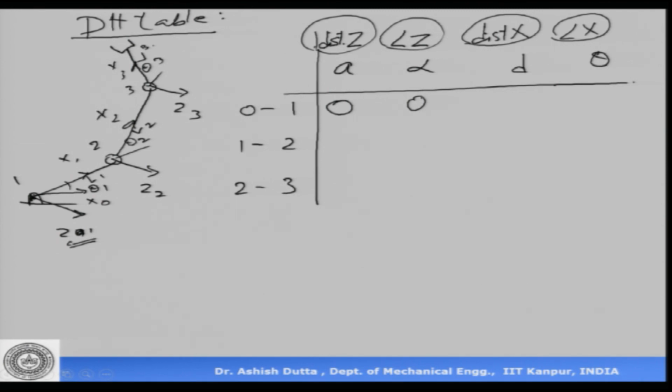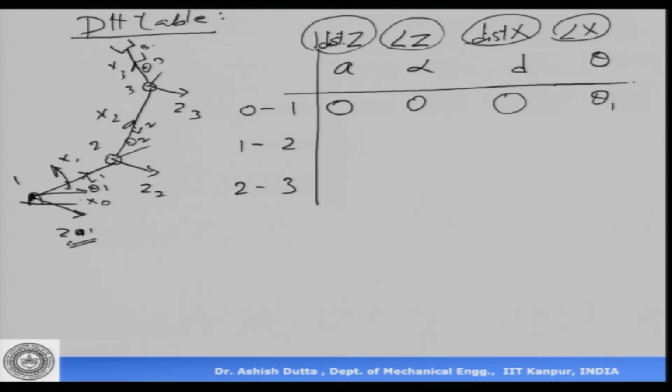Okay. Now, what is the distance between the x axes? Note that x1 is here and x0 is here, so they both intersect at this origin point. Essentially there is no distance between them, so the distance is again 0. Now, when the manipulator moves, suppose it moves like this, the angle between x0 and x1 will change, right.